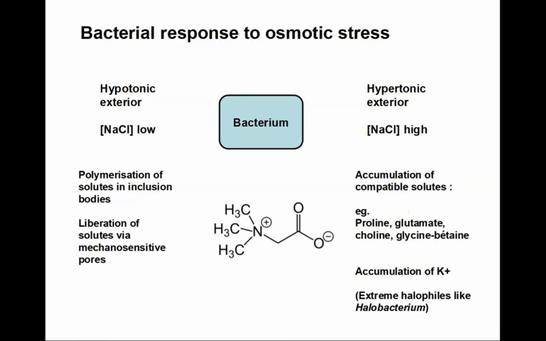And the other thing they can do is also just release some into the extracellular space. Bacteria have mechanosensitive pores in the membrane. So if the osmotic pressure is too high, water is entering the bacterium and the pressure inside the cell is too high, mechanosensitive pores in the membrane will open up and then solutes can come out. And then you won't have so much water diffusing into the bacterium.